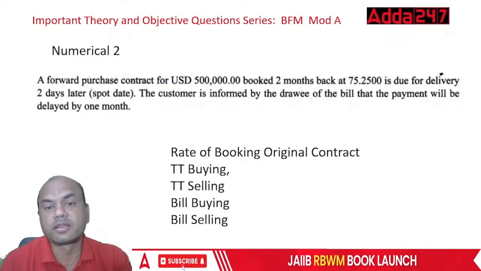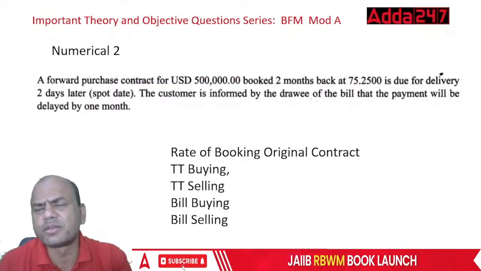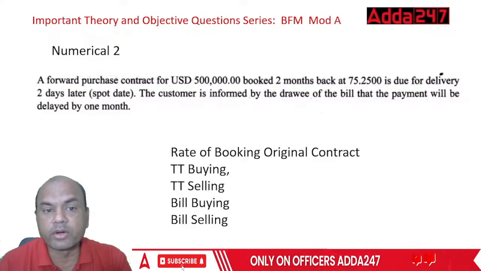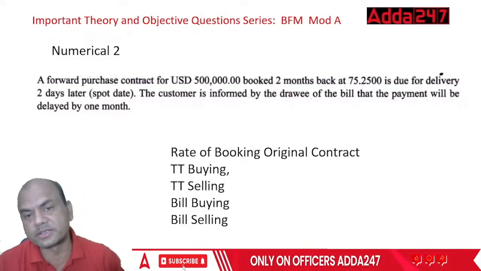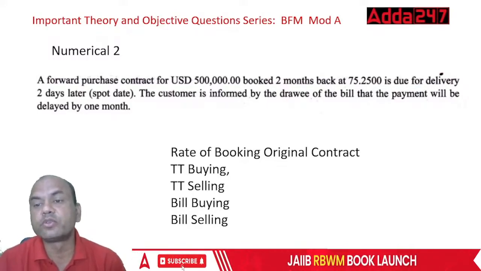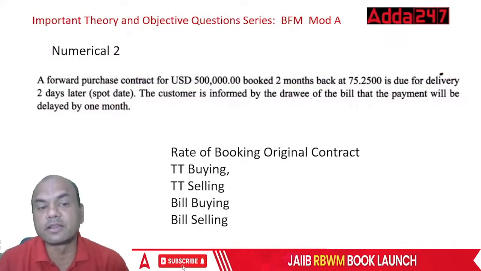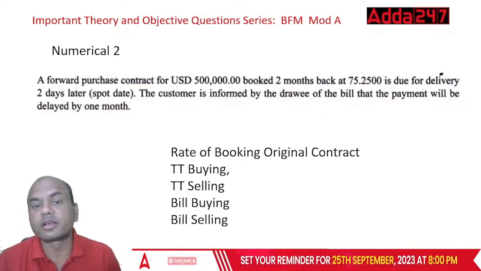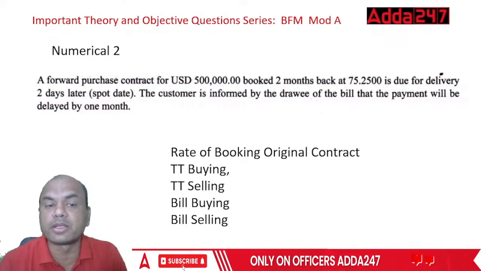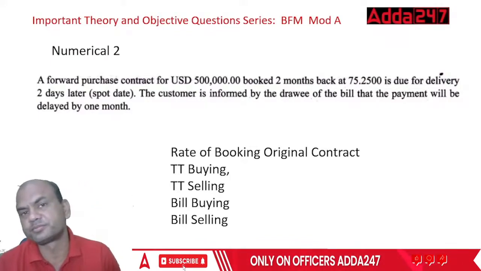Second numerical. Now this is not a simple one, a confusing one, but let's see how many of you can answer this. A forward purchase contract USD 5 lakhs booked 2 months back at 75.25 is due for delivery 2 days later. The customer is informed by the drawee of the bill that the payment will be delayed by 1 month. Now this much is your case study.